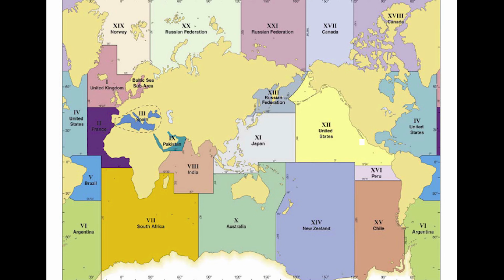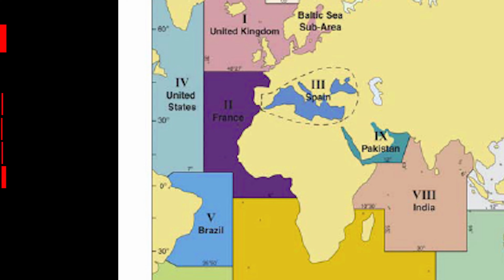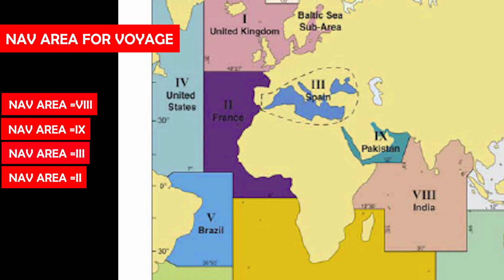Here you can see this is a world map where the world is divided into so many nav areas. These are all different nav areas. We don't have to worry about all the nav areas. We only look after the nav areas in which we are going to sail. In my present voyage, we are going to pass through nav area 8, 9, 3 and 2.